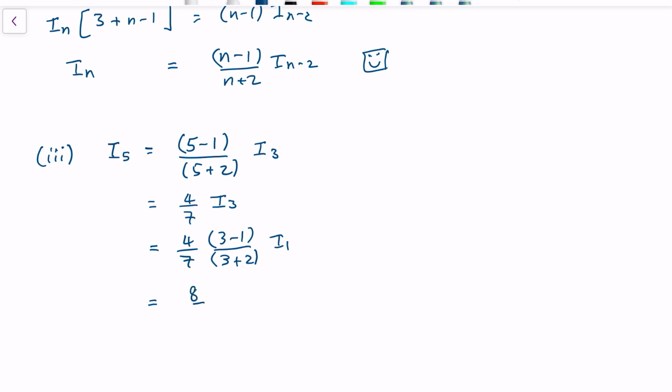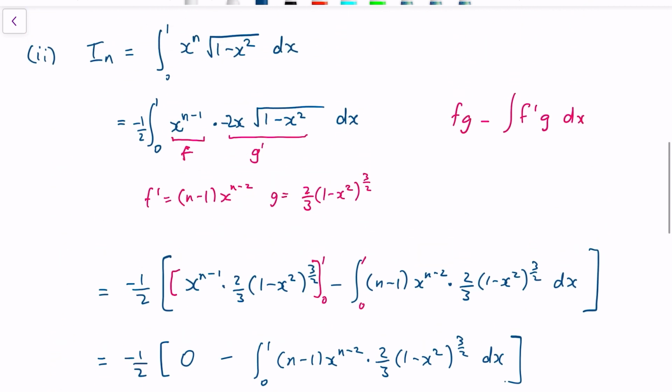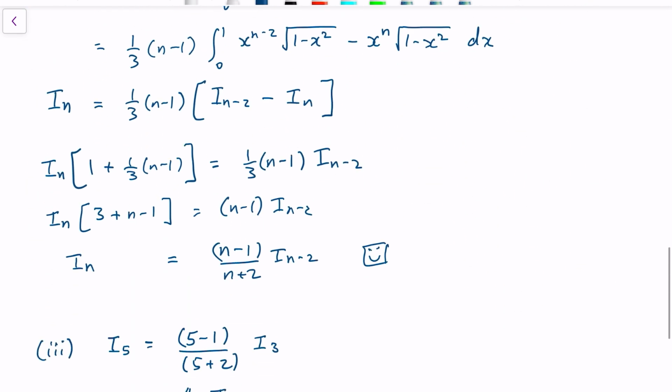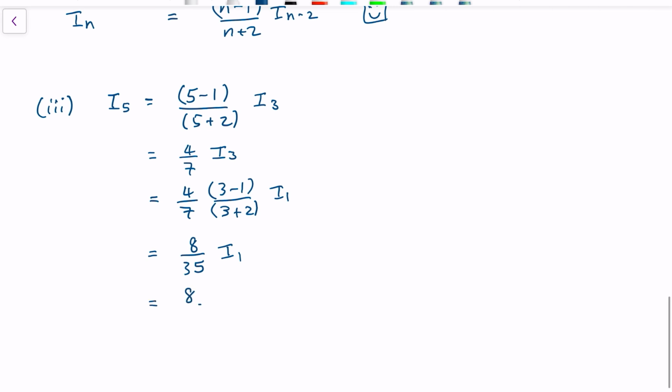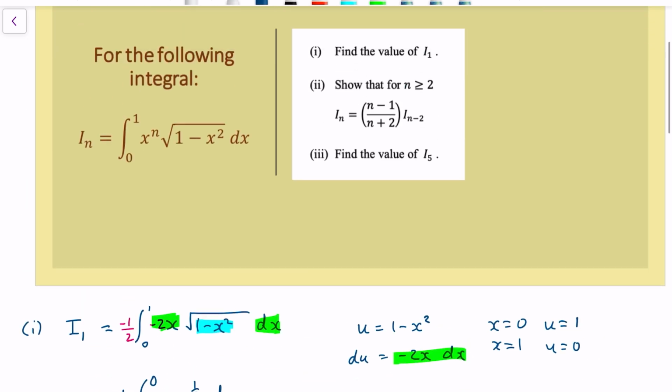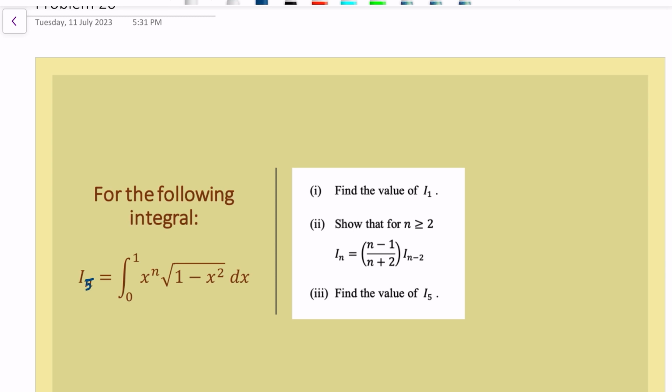In total we've got 8 over 35 times I1, and then I believe we've already worked out I1 earlier. I1 was equal to 1/3, so we've got 8 over 35 times 1/3, and that comes out to be 8 over 105. And the cool thing about definite integrals, if you hadn't realised, is you can solve them on your graphics calculator. So if you wanted to check that answer, all you'd need to do is go to the definition of I_n, replace n with 5, and then solve the definite integral on the calculator and get 8 out of 105. A really good way of checking your answer.